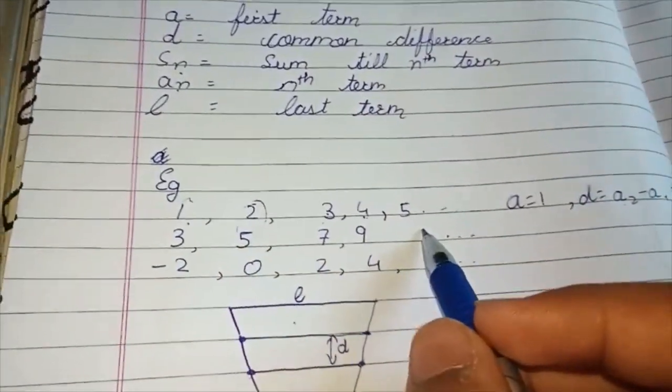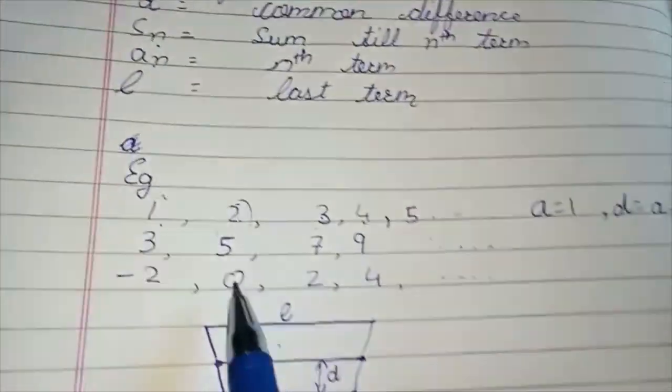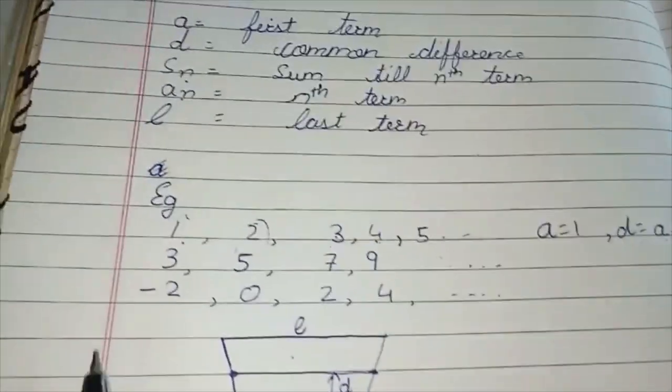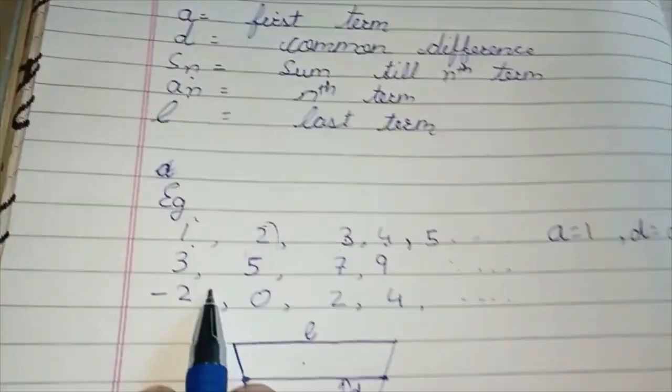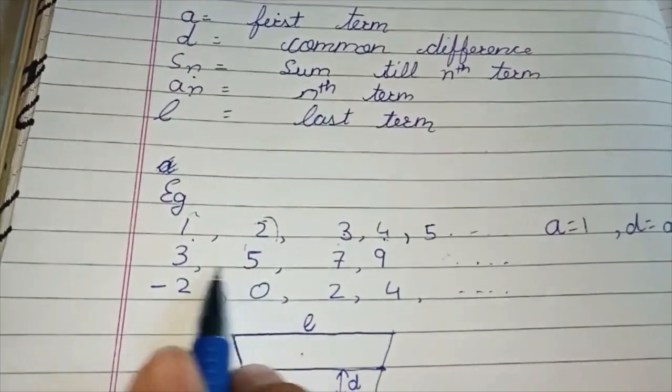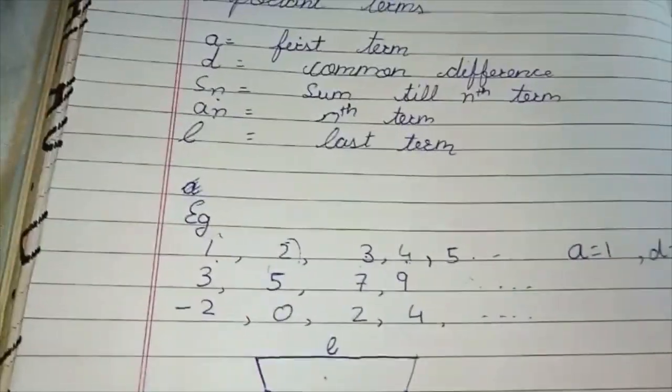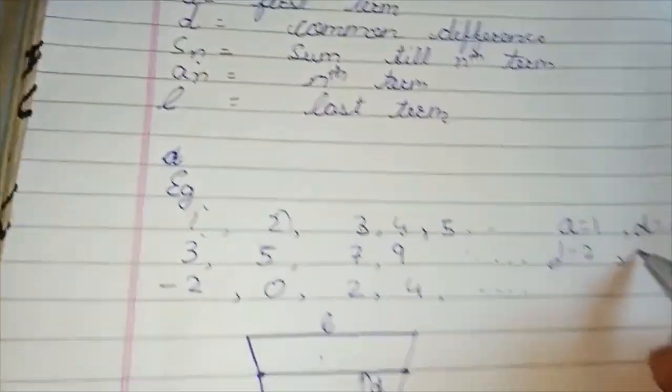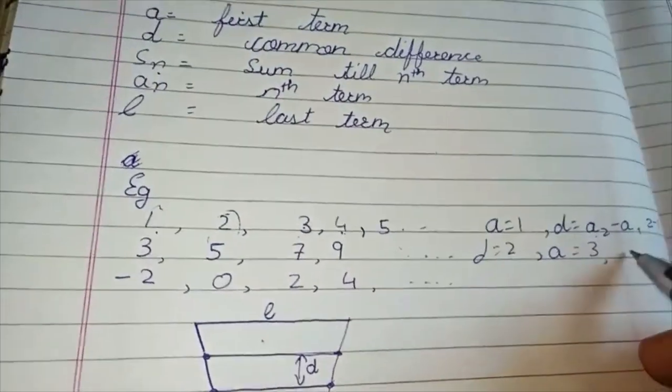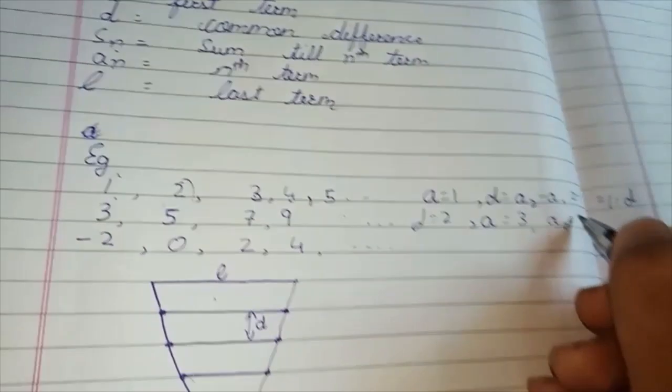Now let's look at some examples. I showed you that 1 2 3 4 5 is the simplest. Now we can take 3 5 7 9. What's the common difference here? A2 minus A1, A3 minus A2, this is 2. Now the first term is 3, and if I take A3, the third term is 7.